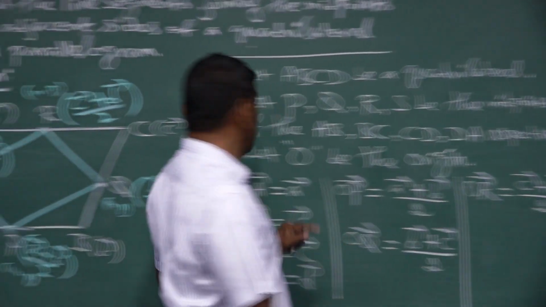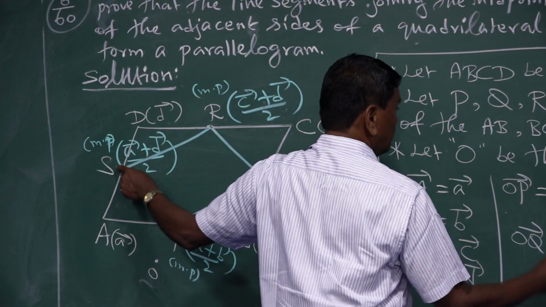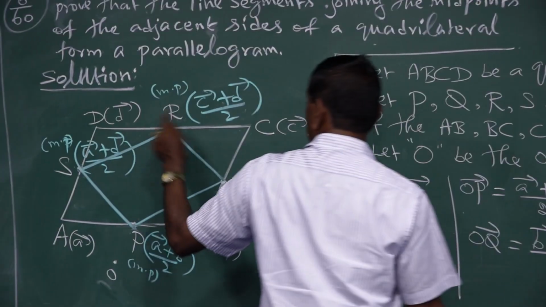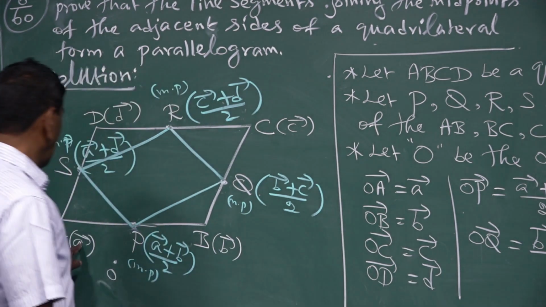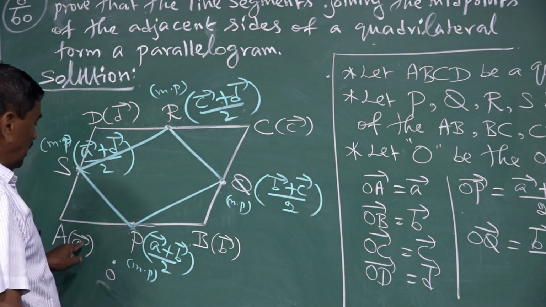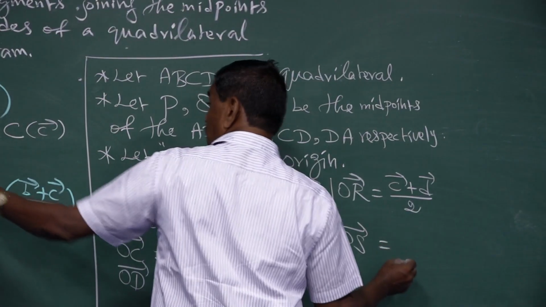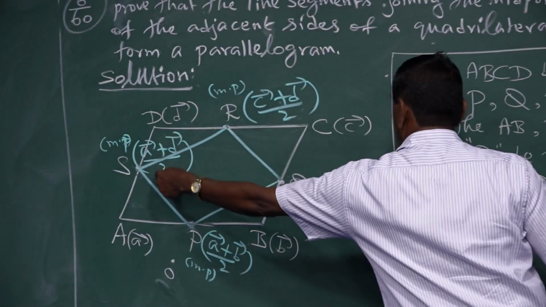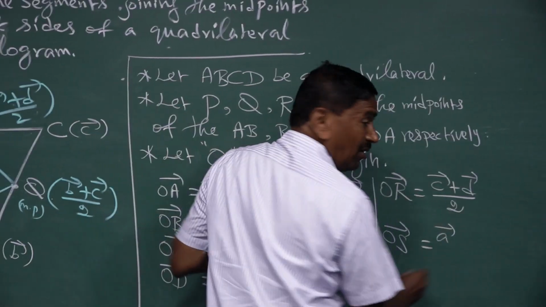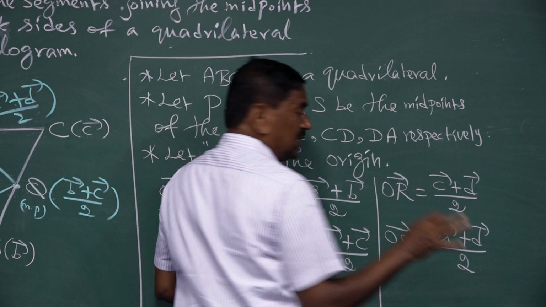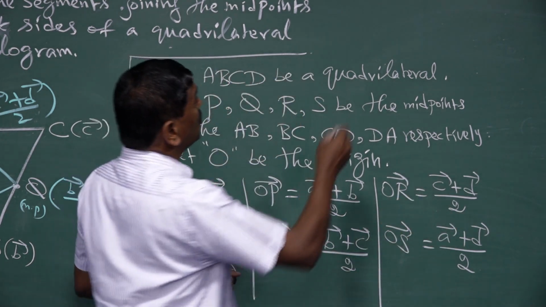Next, the last one is OS vector. OS vector is equal to A vector plus D vector by 2. Okay, initial preparation ready.